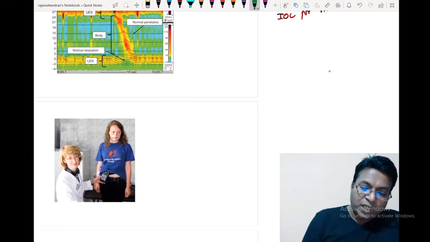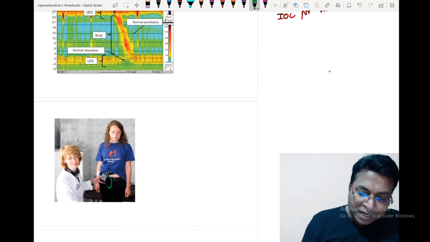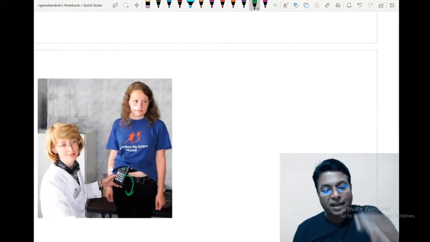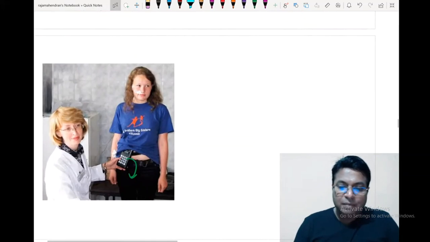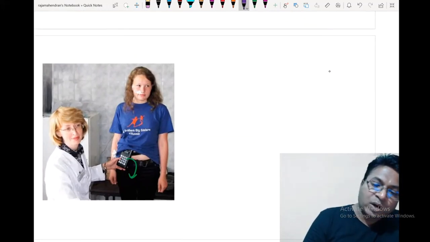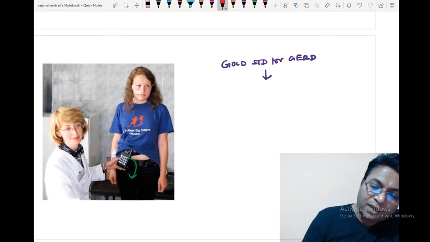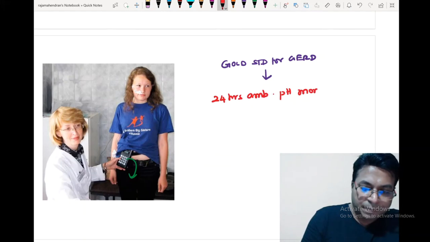So the next question is showing you a girl having something tied in the hip, and you can see a small catheter entering her nose. Can you see some catheters entering her nose? This is classically a picture showing you one test is going on. The gold standard test for GERD, what is it? Gold standard test for GERD is 24 hours ambulatory pH monitoring test.